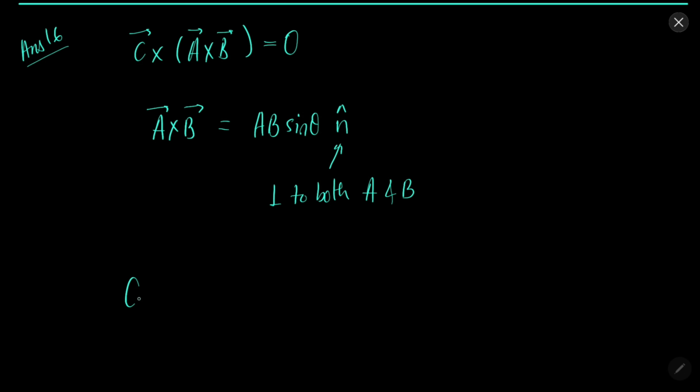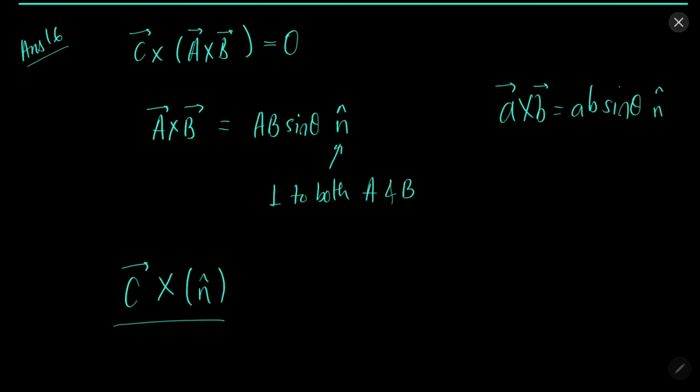So now if you do c cross n, this n is already perpendicular to a and b, and obviously c is perpendicular to a and b. So they will have 0 degrees between them. So we know that the cross product is ab sin theta n cap. This sin theta, theta will be 0 for them because both are perpendicular to a and b. So because of that, this will become 0.